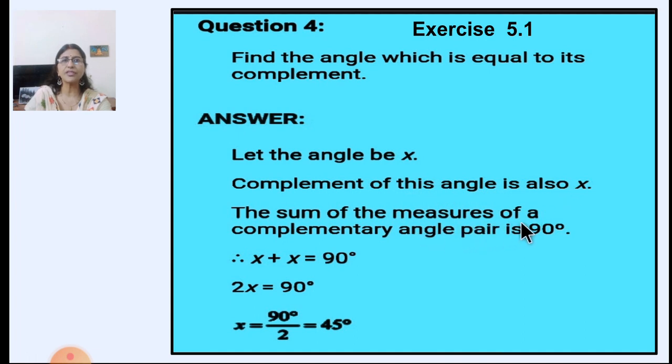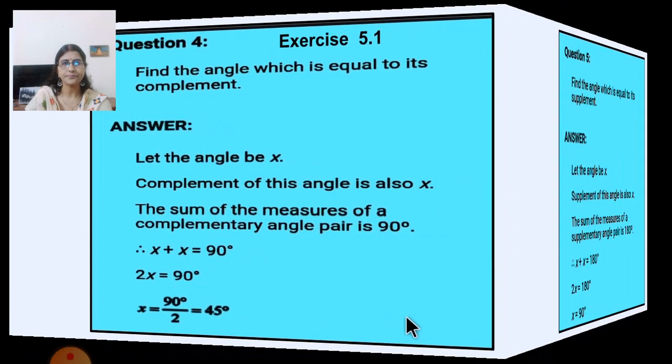The sum of the measures of a complementary angle pair is 90 degree as they are complementary. Therefore we will write x plus x is equal to 90 degree, and x plus x is 2x, equal to 90 degree. So x will be equal to 90 degree upon 2, as the 2 goes to the other side, which is equal to 45 degree.